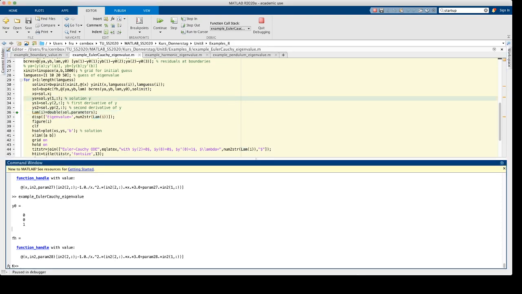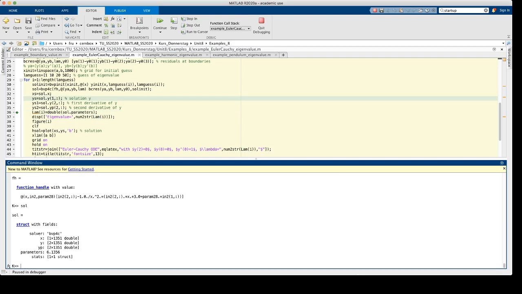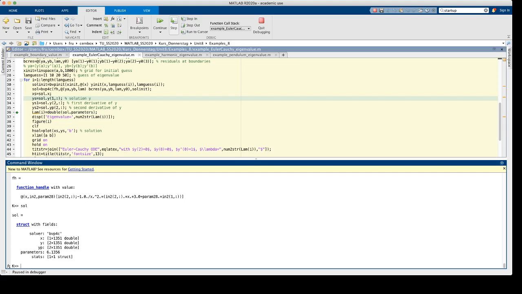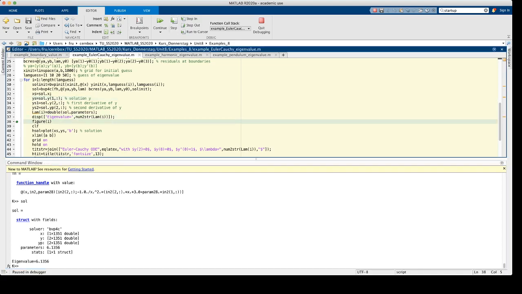If we look at the structure sol, we see it also has a field parameters, and this is just the field where the eigenvalue, the free parameter, is stored. We can extract this eigenvalue from this field and display its value. It's about 6.1356.